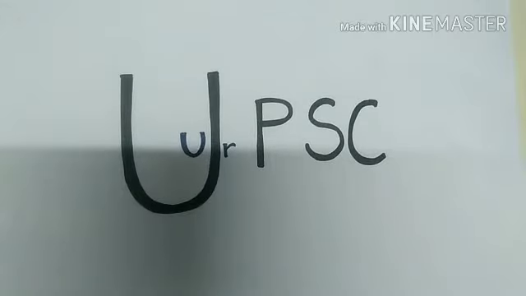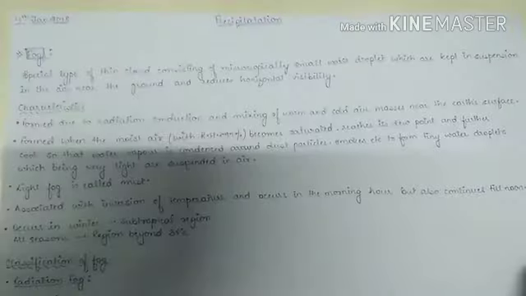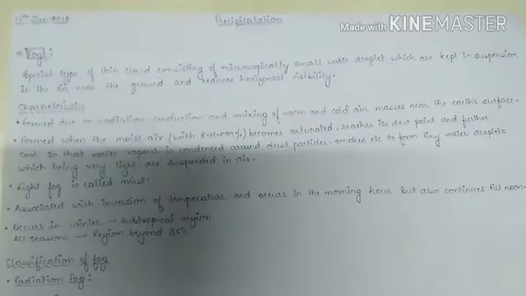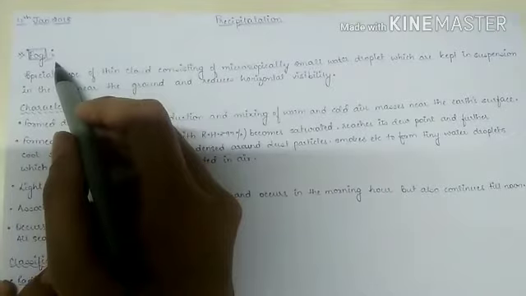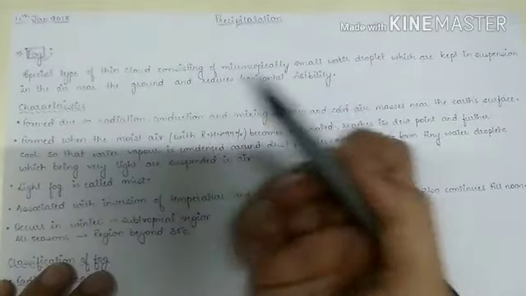So today in climatology we will be completing our second part of humidity and precipitation. So let's get started. So here in precipitation we will be first covering fogs. Fog are actually a special type of thin clouds.